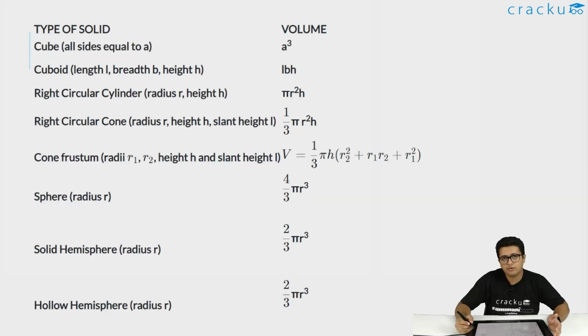So starting off with the most basic formula. A cube, everyone knows what it is. It is a solid figure where all six sides are squares and the volume is a cubed, where a is the length of one of the sides.